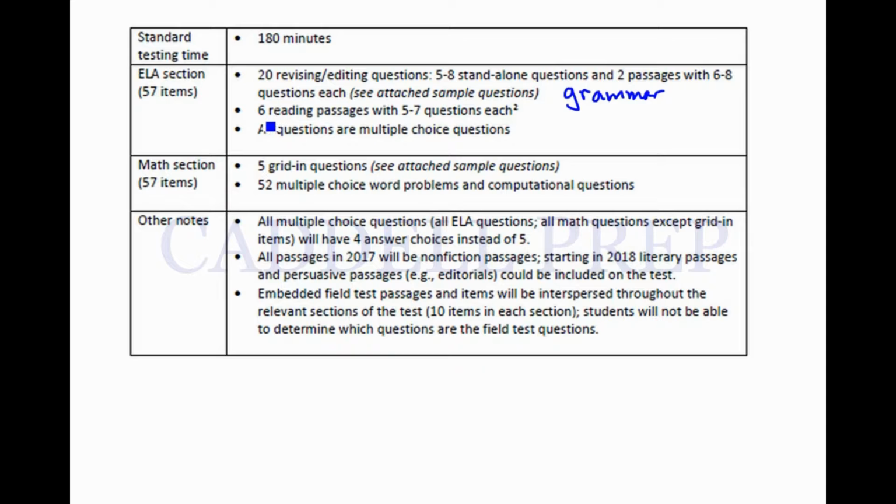And then there are 6 reading passages with 5 to 7 questions each, and this too is here because there could be some changes in the future. And all of these questions are multiple choice. These questions have to do with reading comprehension.